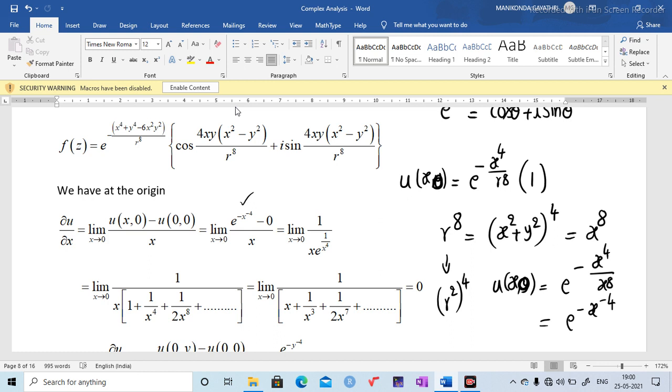U of 0 comma 0. So that means e power 0 is, so now we are going to substitute x as 0, y as 0. Then you are going to get e power minus 0 by 0. So that is 0 by.